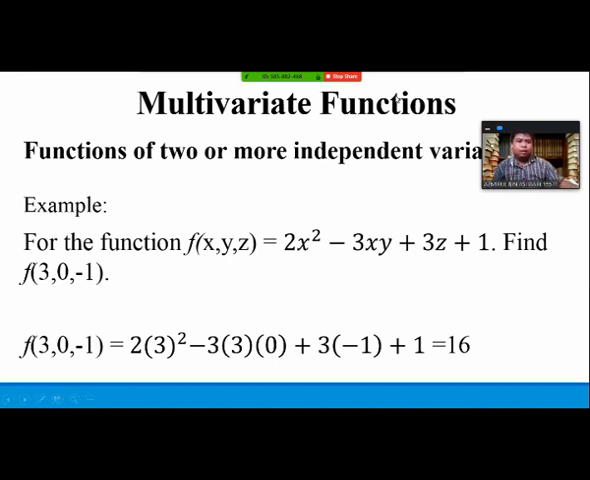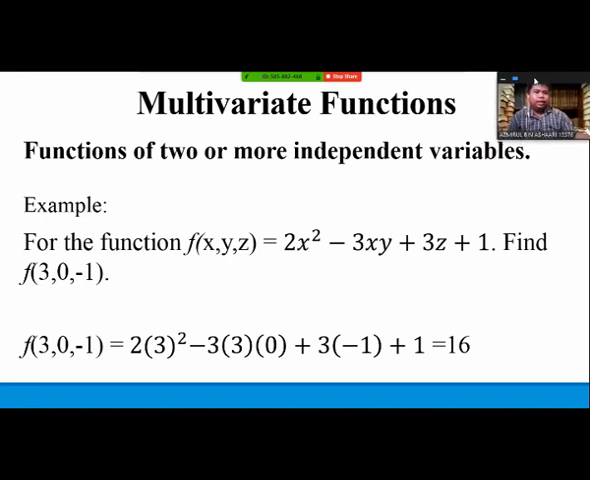This is just one of the examples, just one of the additions that I put, that multivariate function. Actually, you already learned this one. For the function, you have x, y, and z. They give you something like this one, 2x squared minus 3xy plus 3z plus 1. Find the value when f(3, 0, 1). This means that this is the x value, this is the y value, this is the z value, nilai dia. So just substitute ni for x, y, z. So you akan dapat nilai dia adalah 16.